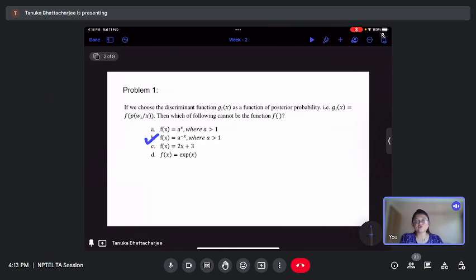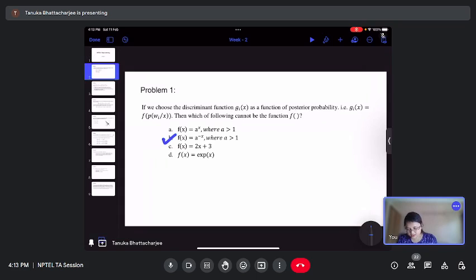So, you have to check only one thing, that your function should be monotonically increasing. You can select that function. For example, you can take log, you can take exponential, any linear function you can take. Similarly, a to the power x also you can take as long as a is greater than 1.